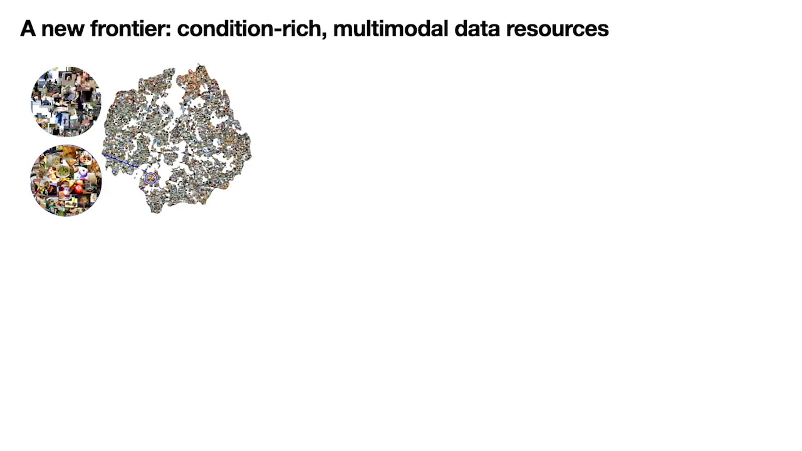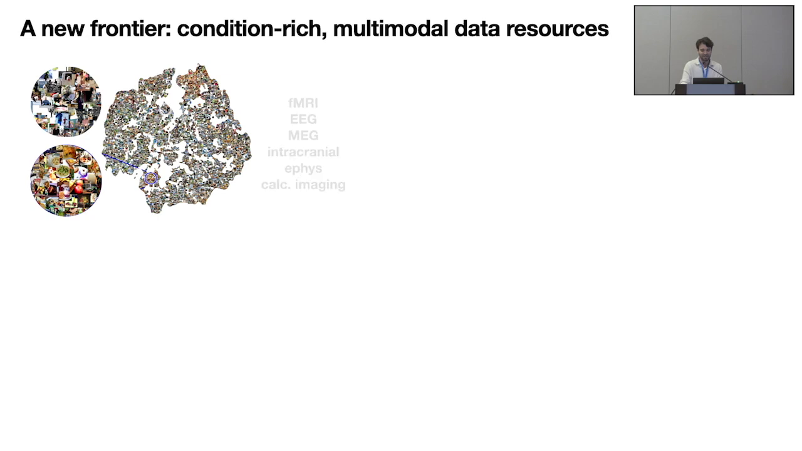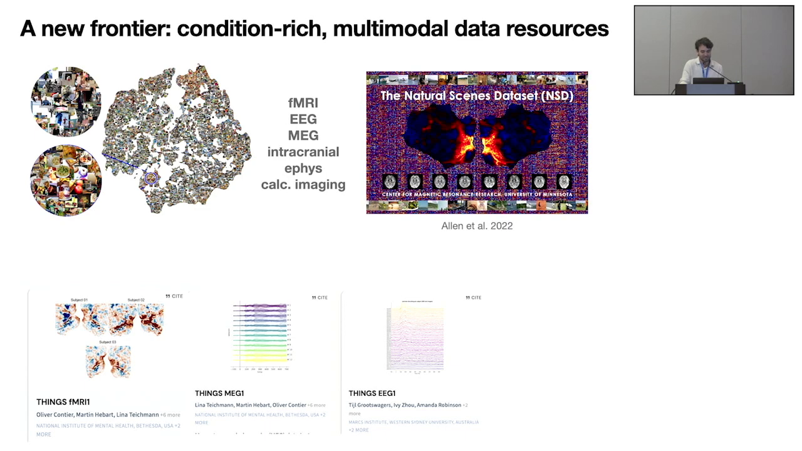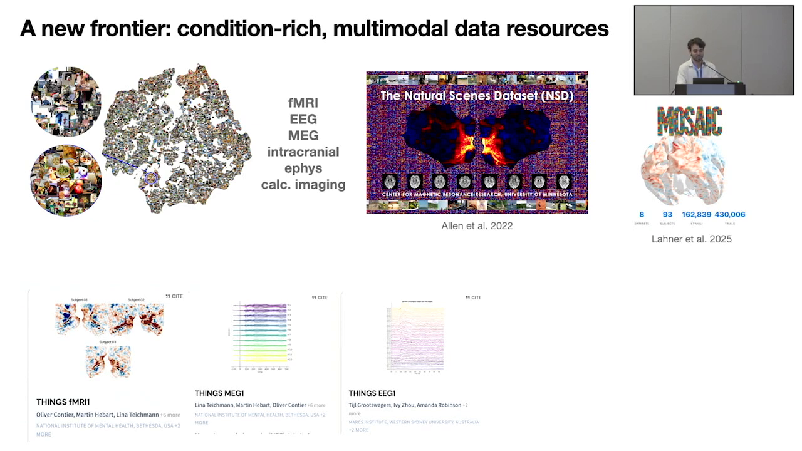The frontier in visual neuroscience isn't just bigger data sets, it's now condition-rich multimodal data resources. The same stimulus sets are now being run across fMRI, EEG, MEG, and many other recording modalities. For example, the Things initiative spans several of these now, and the Natural Scenes Dataset's large fMRI corpus is now being paired with EEG and ePhys measurements using overlapping stimuli. And initiatives like Mosaic are explicitly trying to unify these resources into a common substrate.